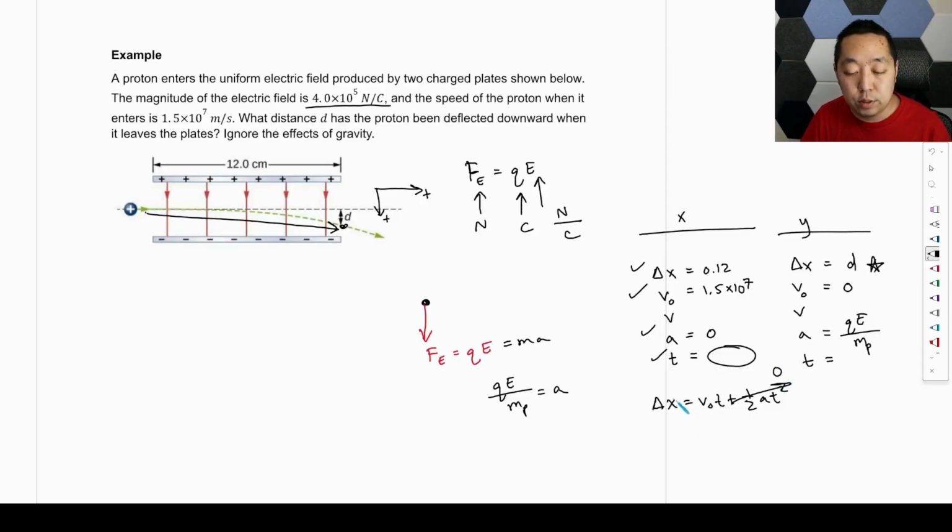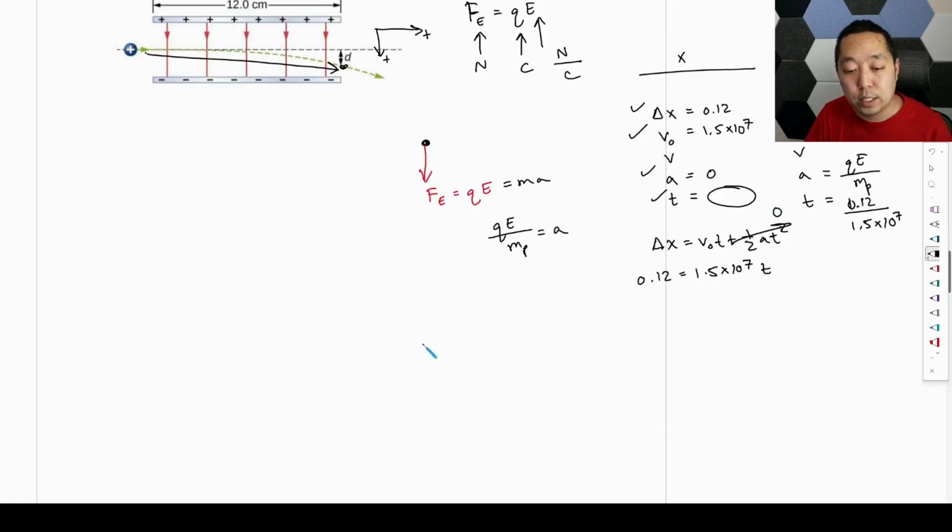The acceleration is 0 in this case for this one, so it's just going to be 0.12 is 1.5 times 10 to the 7 times t, and you can solve for t. It's going to be 0.12 divided by 1.5 times 10 to the 7. So now we have enough information to solve for d. We can use the same kinematic equation here and get d equal to 0t plus 1/2 at squared. a is going to be this value right here, QE over the mass of the proton, right? And the time is 0.12 divided by 1.5 times 10 to the 7, squared.